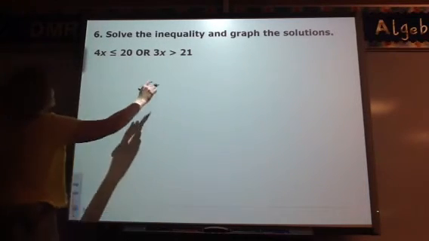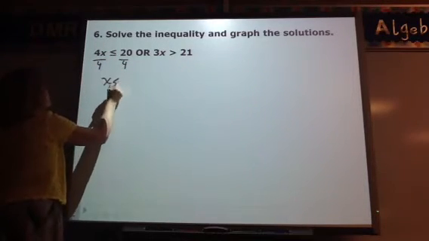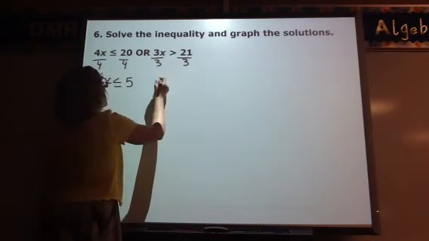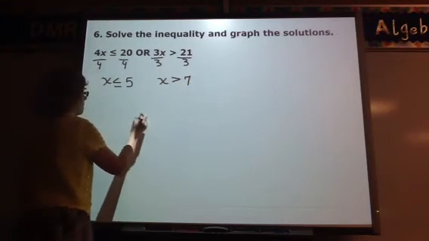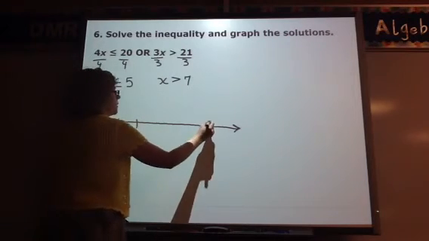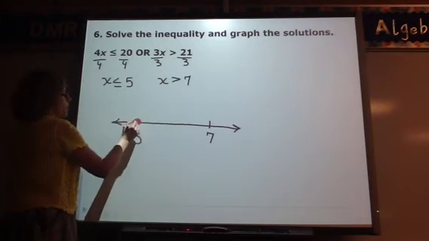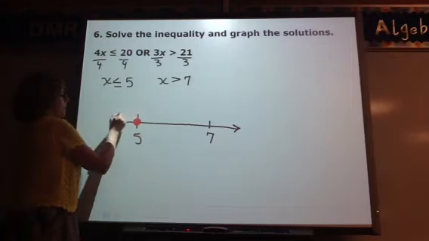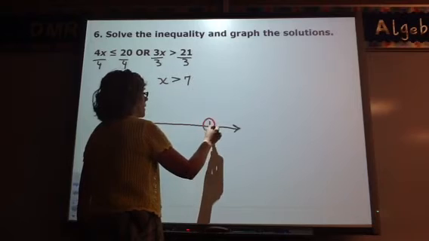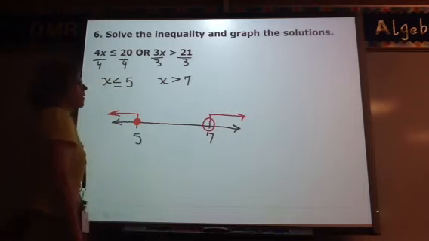Okay, so let's solve for x on this side. You would divide by 4. So x is less than or equal to 5. Let's solve for our variable x over here by dividing by 3. So x is greater than 7. When you graph this, I have 5 and I have 7. Okay, x is less than or equal to 5. So I'm going to include 5 in my solution set. Less than are numbers to the left. x is greater than 7. I'm not going to include 7 in my solution set, but all real numbers to the right I am, because that's greater than 7.